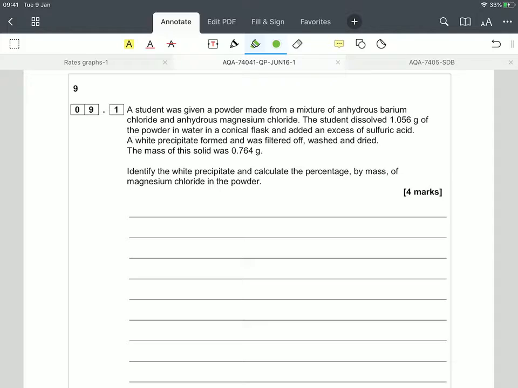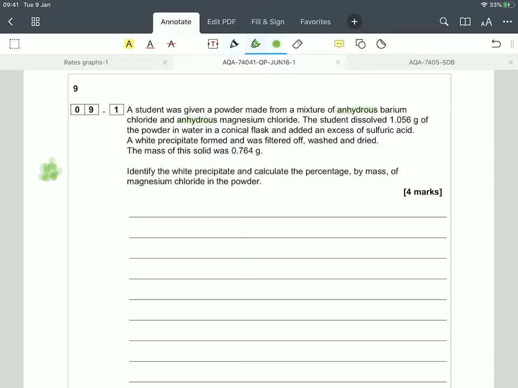So, the idea here is that you're given the information about a powdered mixture, here's my solid, which contains an as yet unknown proportion of completely dry, anhydrous, so that means without water, mixture of group 2 chlorides, one of which is barium chloride and the other one is magnesium chloride. So they're group 2 elements, okay?